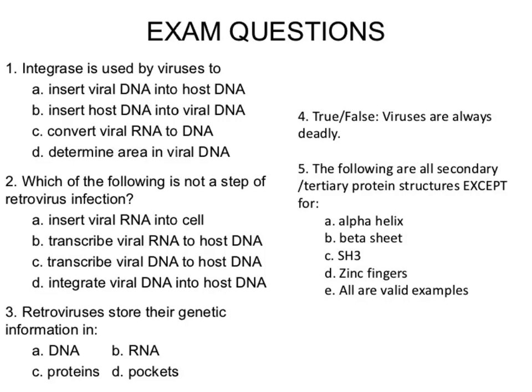And then I thought that was a funny one, right? Determine the area in viral DNA. Like, integrate the area. So your answers don't all have to be awesome, but ideally there's at least some difficult aspect to a certain part. Which of the following is not a step in retrovirus infection?